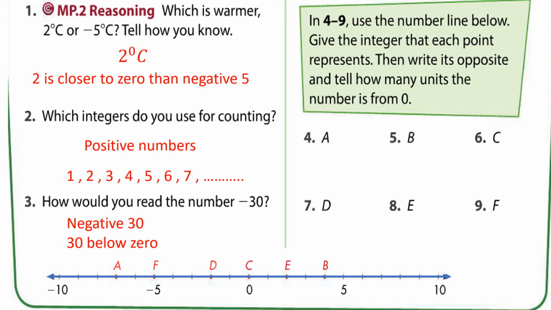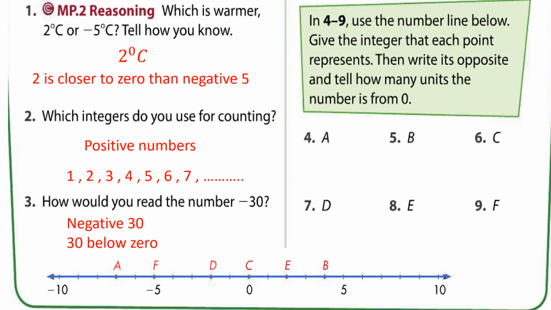In questions 4 to 9, use the number line below, give the integer that each point represents, then write its opposite and tell how many units the number is from 0. Okay, I'm going to use the blue line drawn down here to answer these questions. So question 4 is, what about point A?